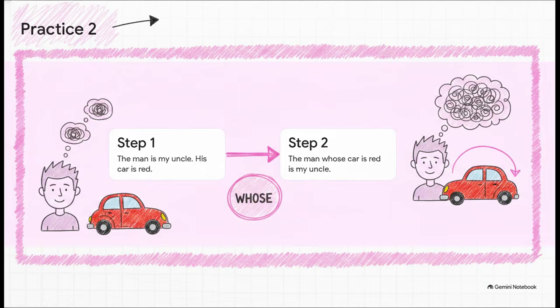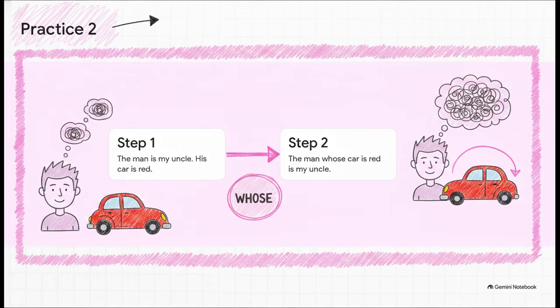Let's try just one more. Step 1. The man is my uncle, and his car is red. We have a person, and we have something that belongs to him, possession. If you recall our rules from earlier, the glue for possession is whose. So we drop the his and lock it together in step 2. The man whose car is red is my uncle.